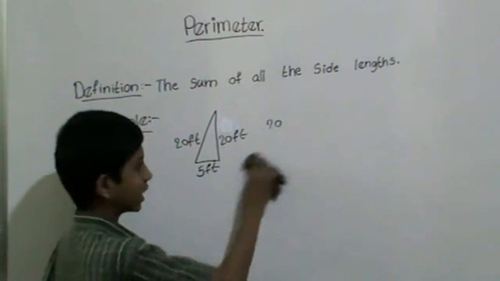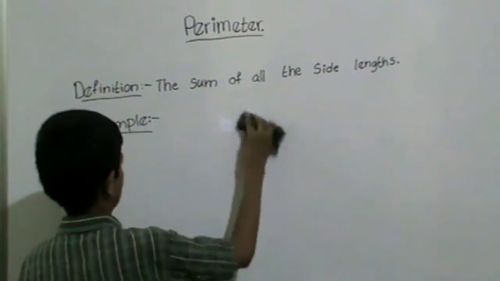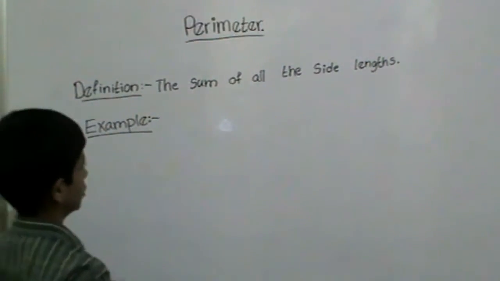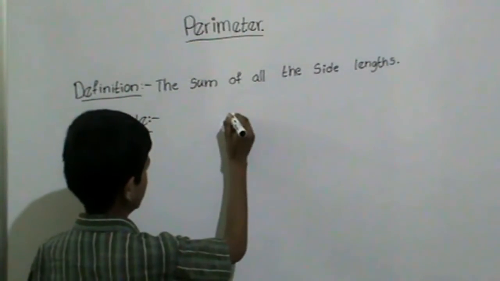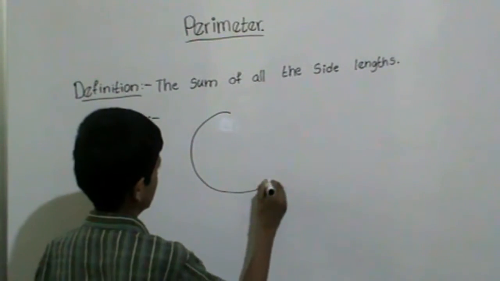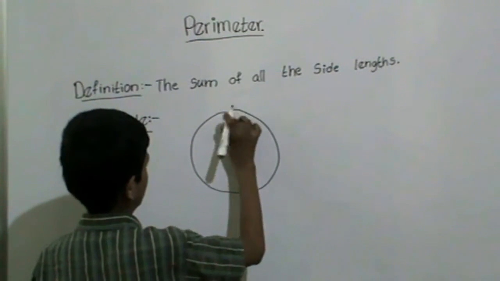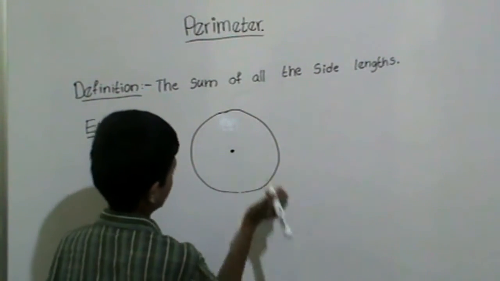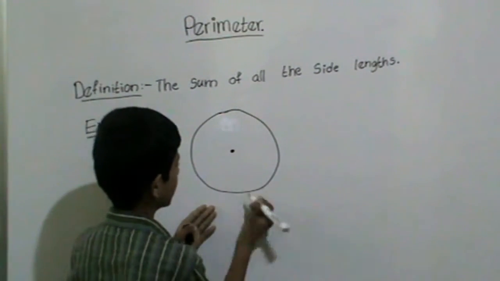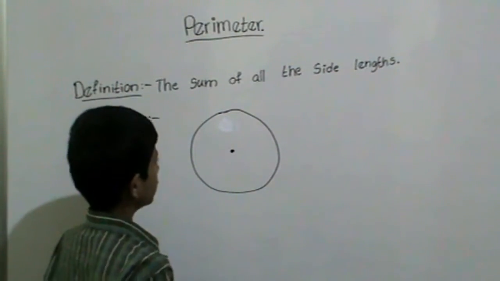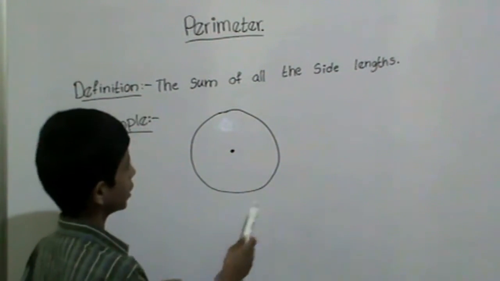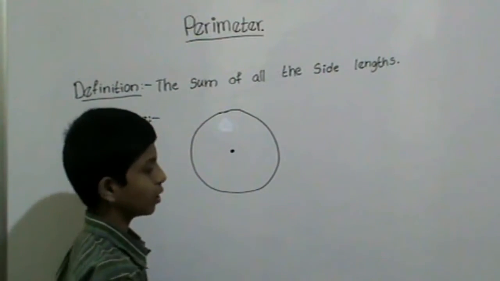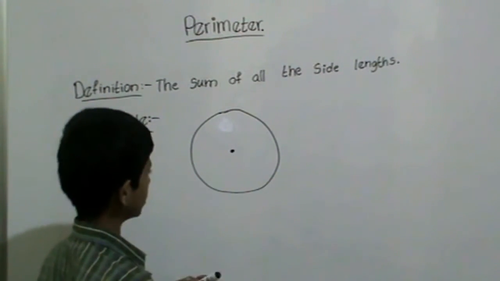Now, what if you take a circle? For this circle, to calculate the perimeter, there are no sides. So, how would you calculate this perimeter?